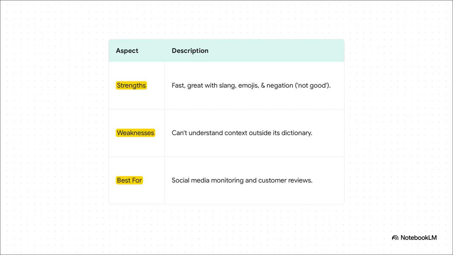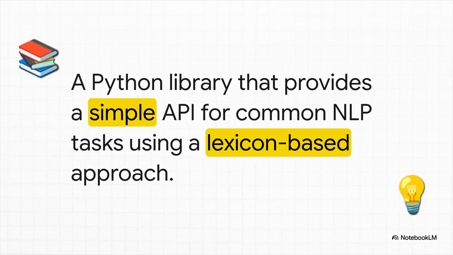The thing that makes VADER so great is its speed. It literally just checks words against its internal dictionary, where every word already has a score for how positive or negative it is. It's even smart enough to understand that not good is a bad thing. But here's the catch. If a word isn't in its little dictionary, VADER has no clue what to do. It's totally lost.